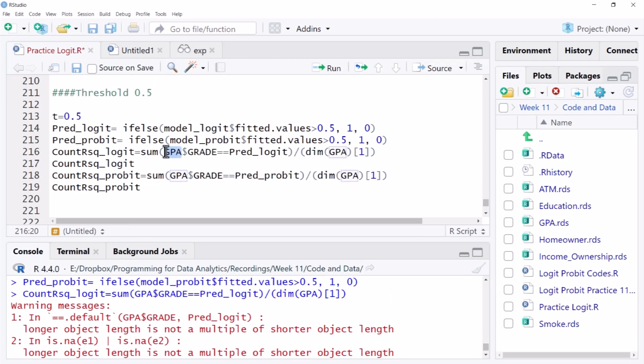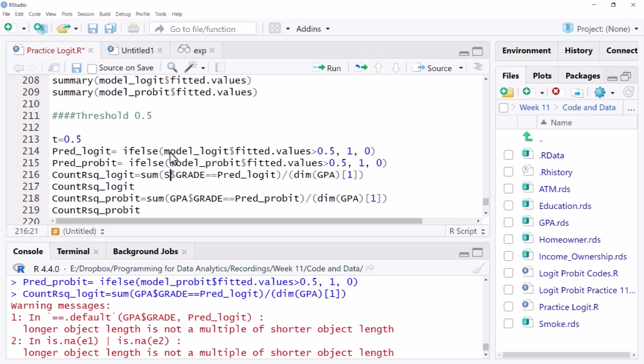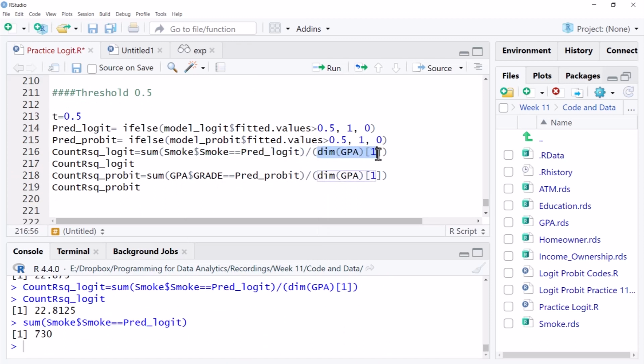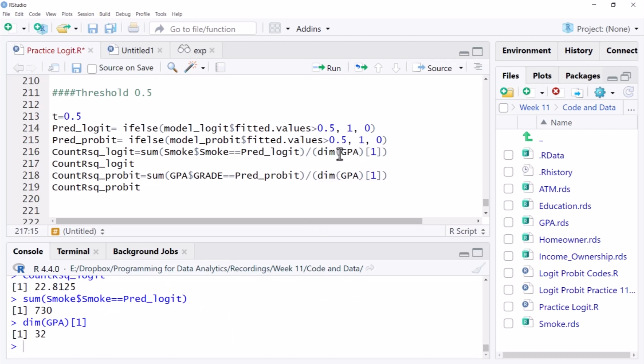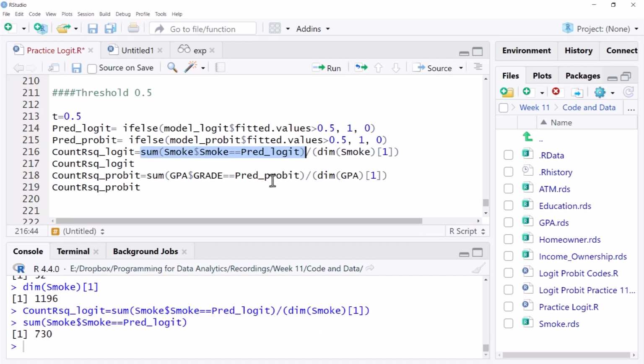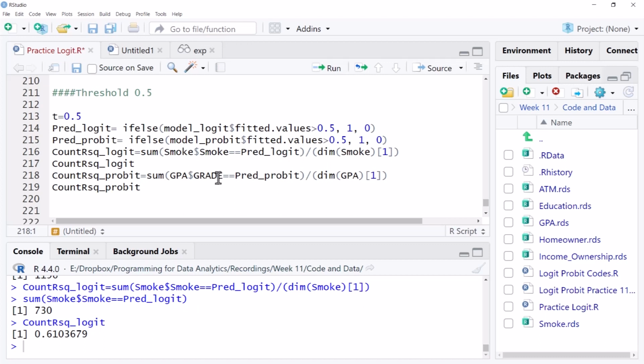Here I need to correct my data. I should have the corrected data, which is smoke data. And in the smoke data, the variable needs to change to smoke. So now things should be in order, 22%. In fact, we have correctly classified 730 observations out of the total. Oh, sorry, it has to be smoke. Now it's better. So out of the total 1100 observations, we have correctly classified approximately 730. So my 61% is the accuracy. Similarly, here I need to change the values to smoke.